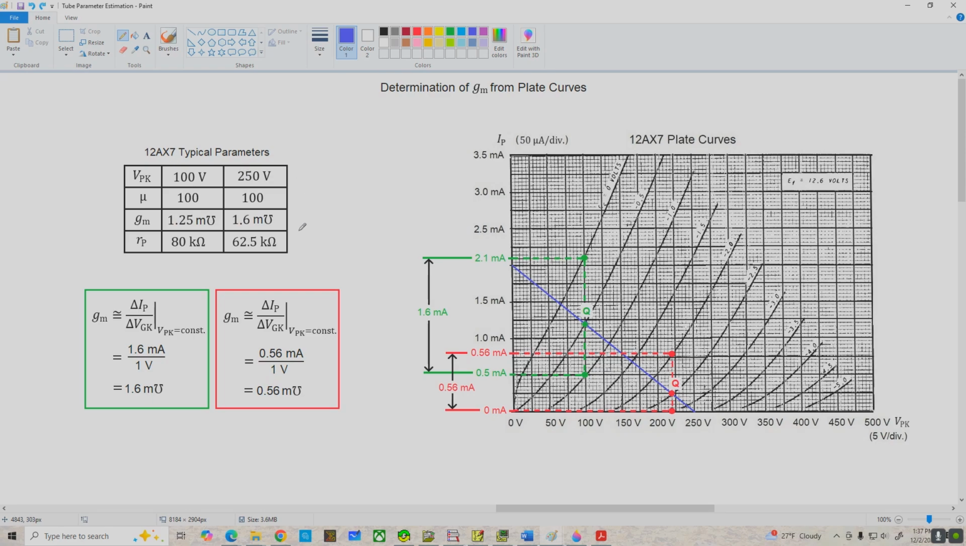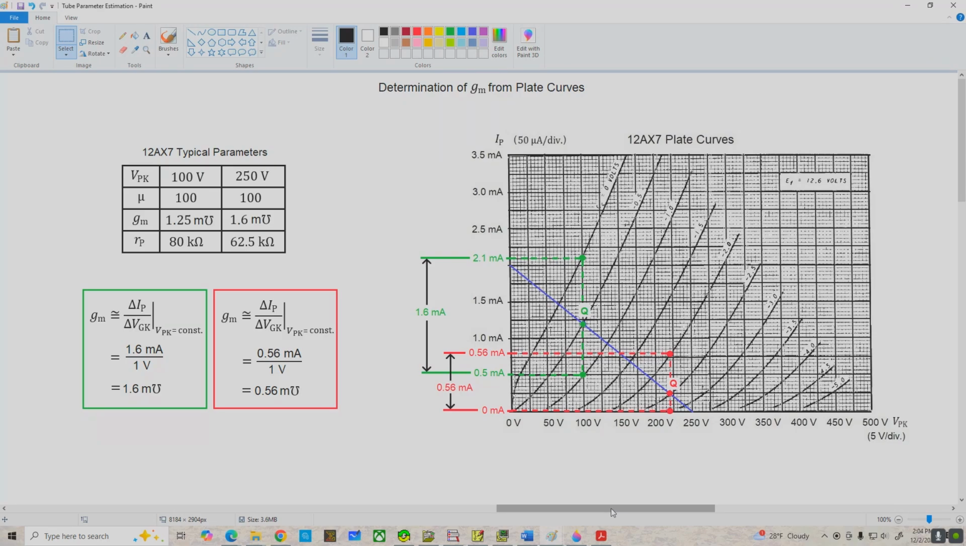And that's something you may want to keep in mind when you're actually designing amplifiers, and your Q point is located at a low current versus a high current. You may want to go ahead and determine the transconductance based on your Q point location rather than relying on these typical parameters.